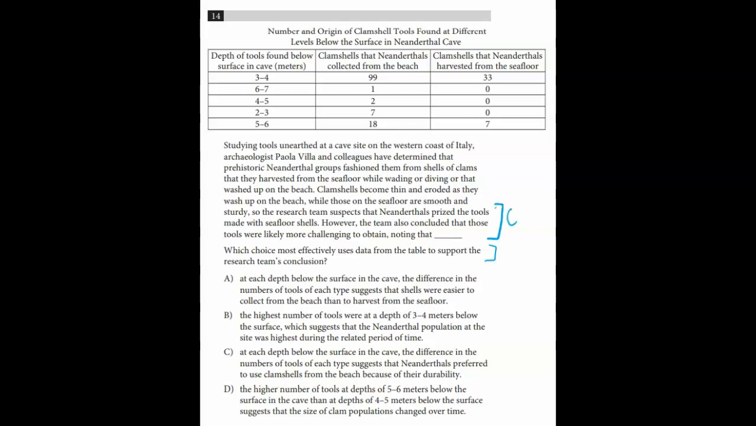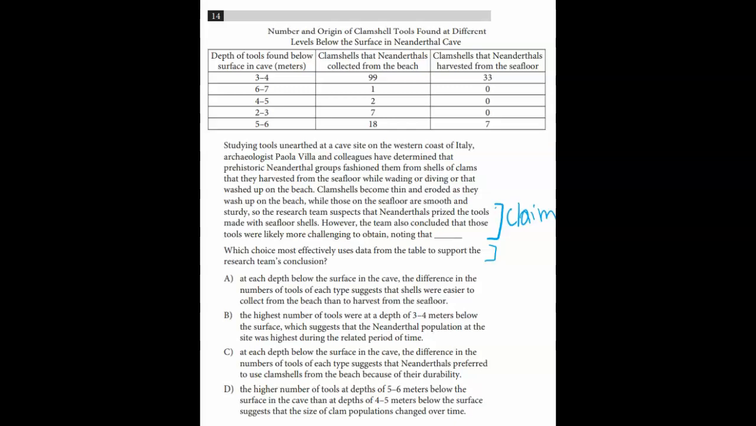All right, so this is their claim. And the claim is Neanderthals prized the tools made with seafloor shells, but those were more challenging to obtain, noting that. So let's look at the table here. This expresses the number and origin of clamshell tools found at different levels below the surface in the Neanderthal cave. So depth of tools found below surface in cave, meters, 3 to 4. So the meters increase as you, well, no, they just shuffled them around.